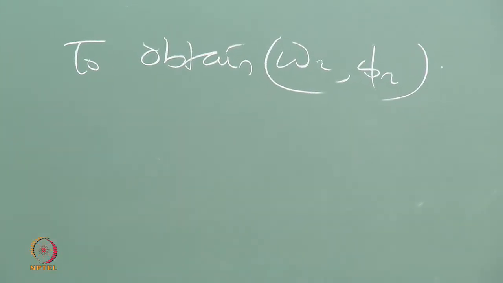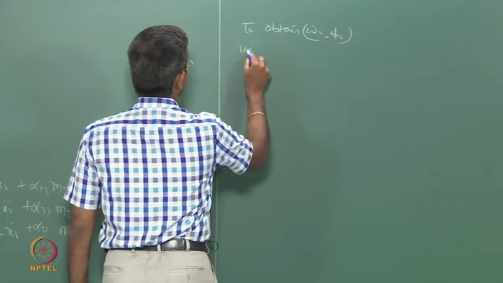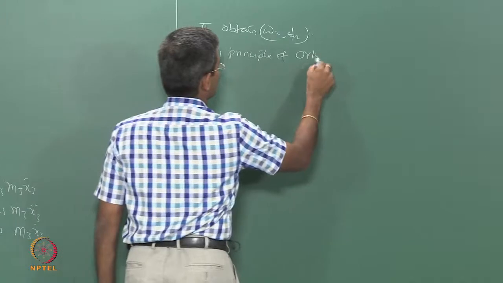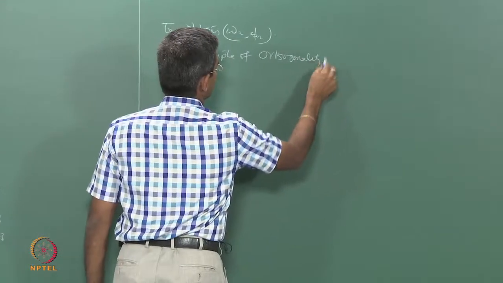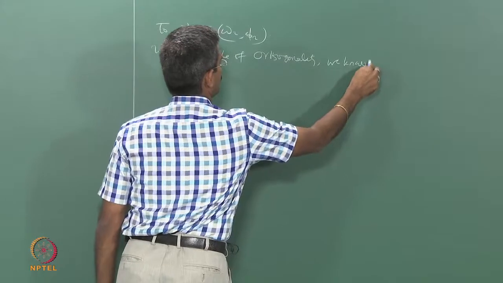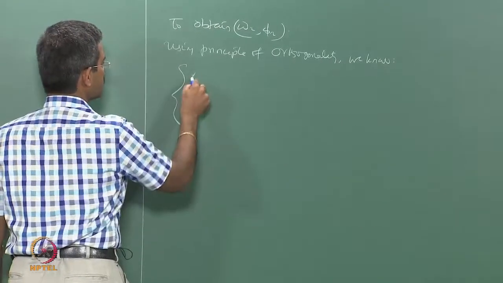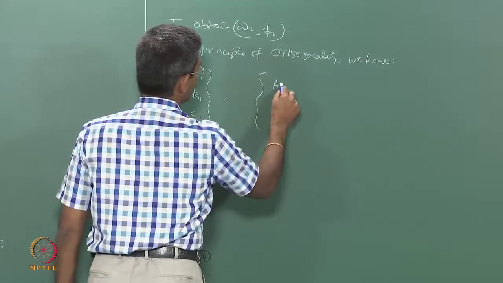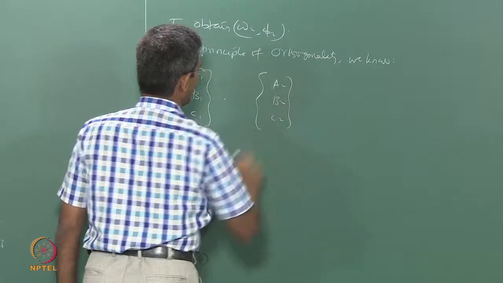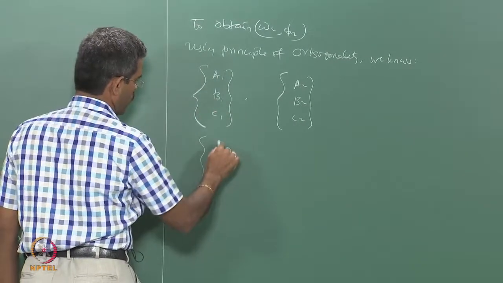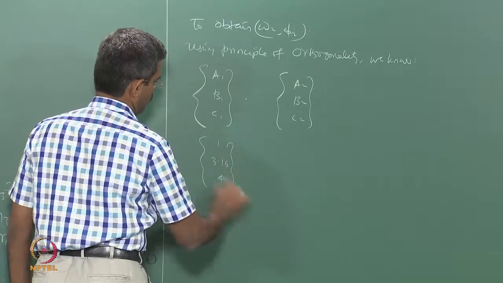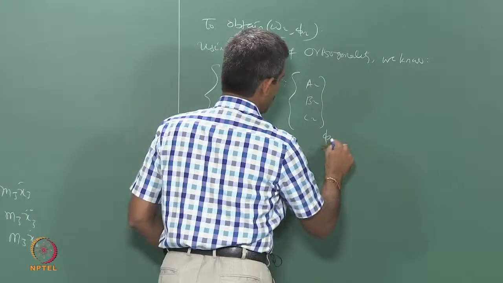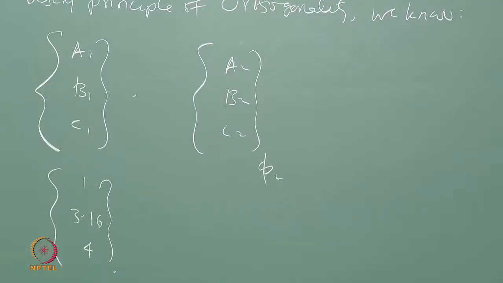So, we will use the principle of orthogonality. Let us see what we actually know. I have a vector which is a1 b1 c1, I have another vector which is a2 b2 c2. Let us say the first vector is nothing but 1, 3.16 and 4, and the vector which I do not know, that is phi 2, is this vector a2 b2 c2.